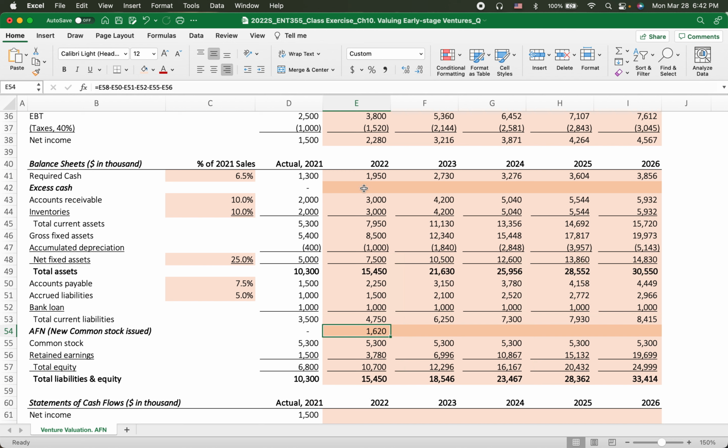There's no excess cash. Why? Because the company, right, issues a new common stock to cover this total asset.